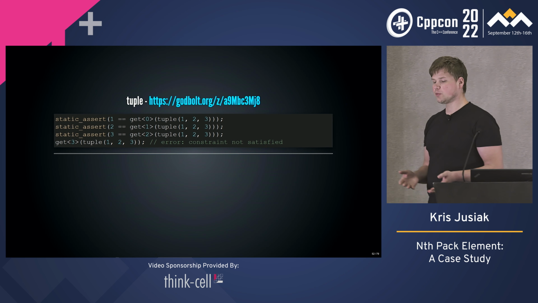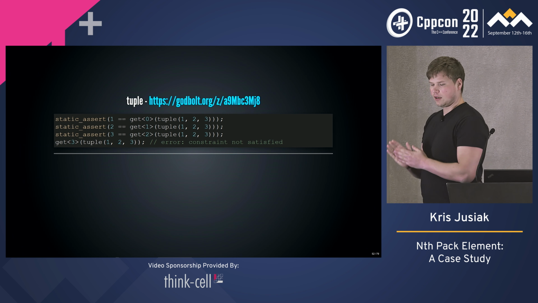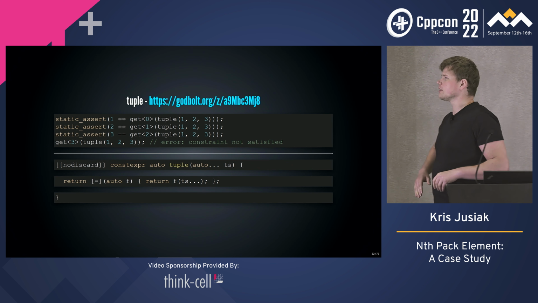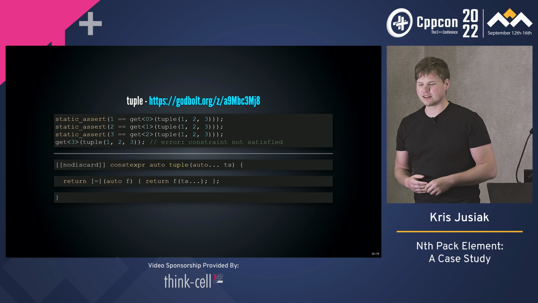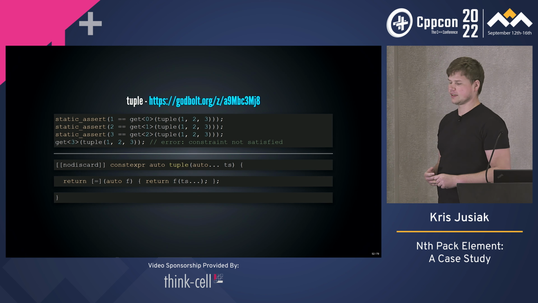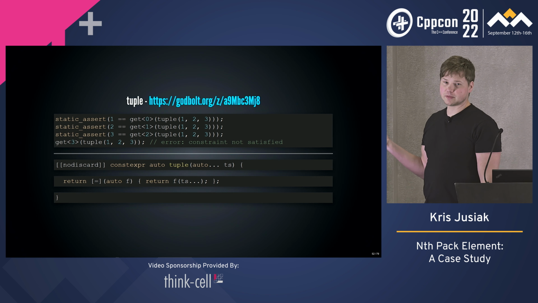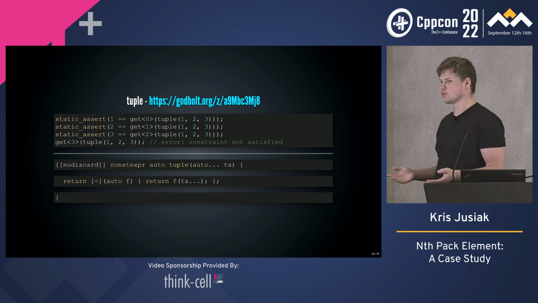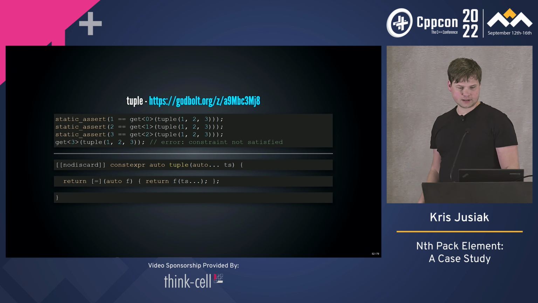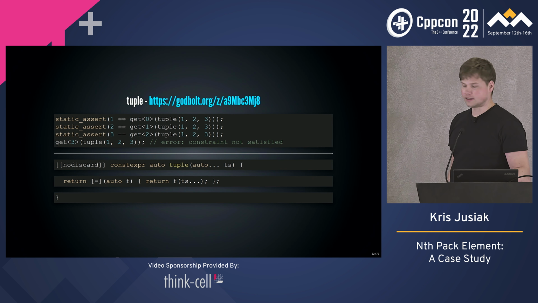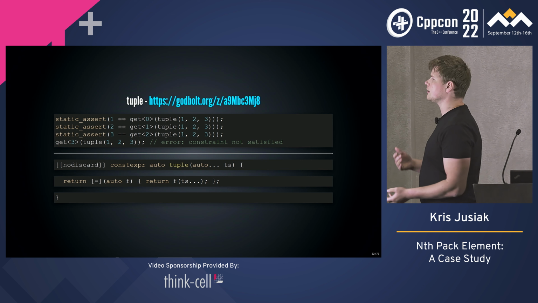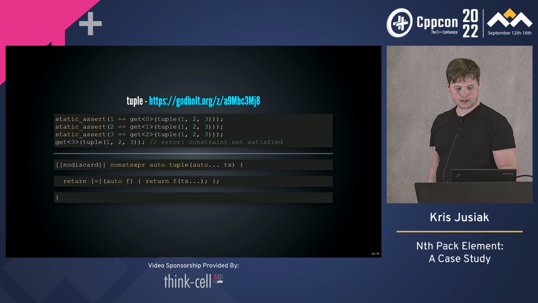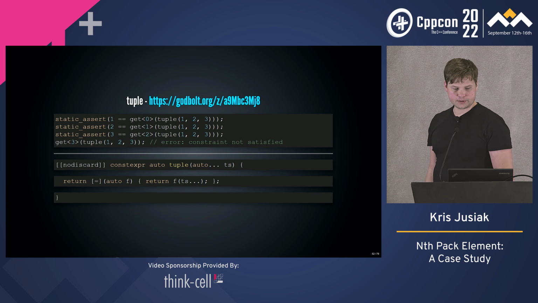So if you take a look into the tuple, those are the requirements we had. And the easiest implementation of a tuple is actually to use lambdas. That's basically a tuple implementation. Obviously not the full one, because the full one has like 100 constructors. But the idea here is that we return a lambda, which will apply the function afterwards. So that will fit really nicely with our solution for the nth pack element.